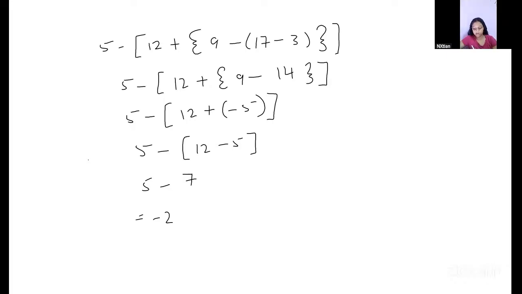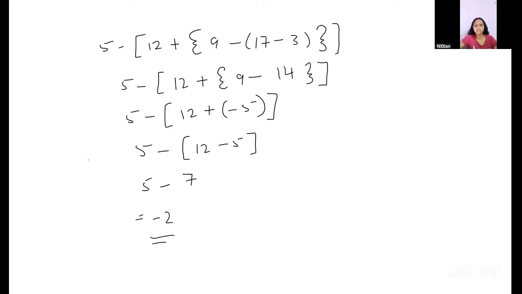Okay, one second. Let me just check it. Okay, it's correct. There was a misprint. This is correct. Okay, minus 12 is correct. Good, Emma.